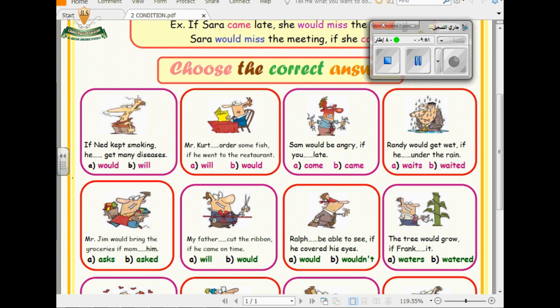Example, if you did more exercise, you might feel healthier. Okay, here are some exercises. Choose the correct answer. If Ned kept smoking, he would get many diseases. I have kept, so it's in the past. So what will I use? I will use would.